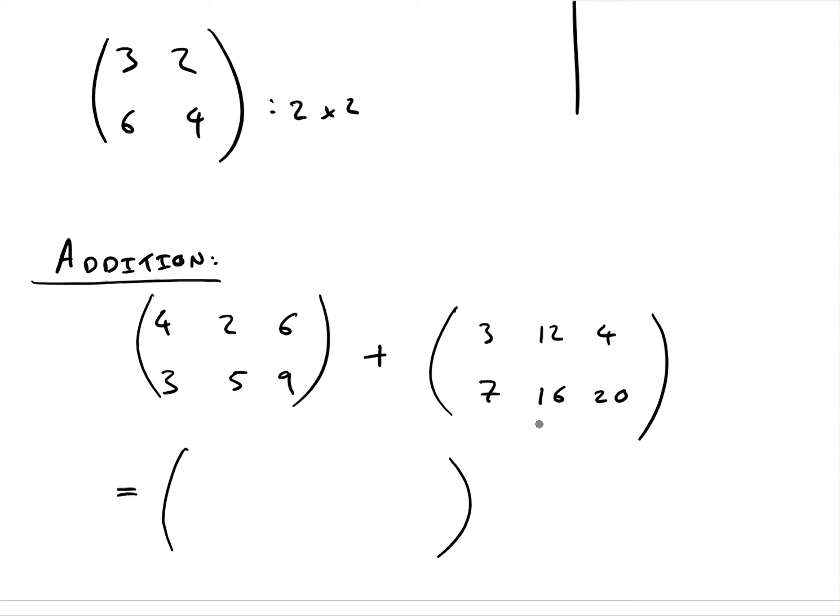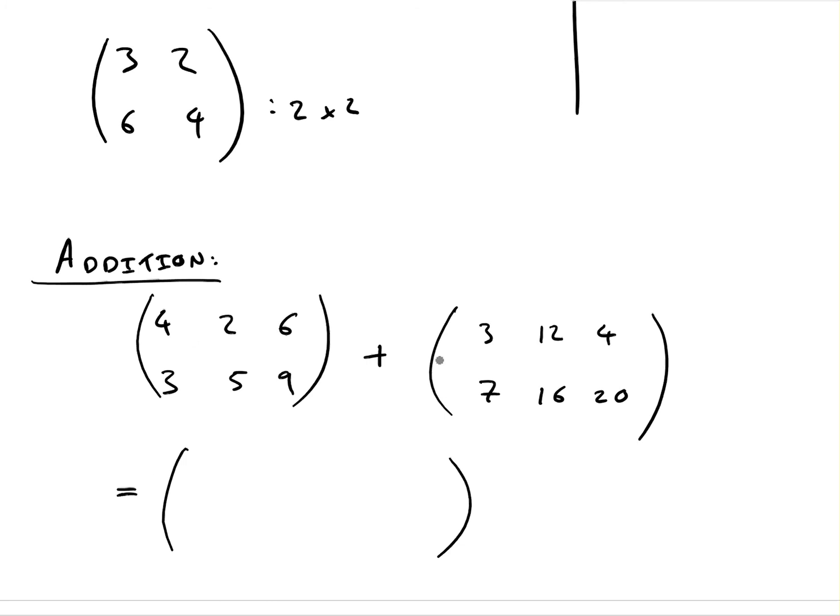Why? Because when we add or subtract, we simply add each element. Remember, an element is just the number in each position in the matrix. So the 4 will be one element, the 2 will be another element, and so on. We just add each element together. So this is the first row, first column. We add that to the first row, first column of this matrix, and we put it in the first row, first column of the result. And so on.